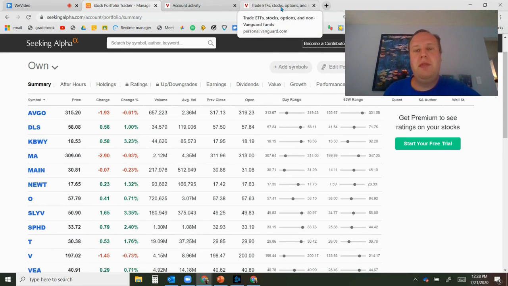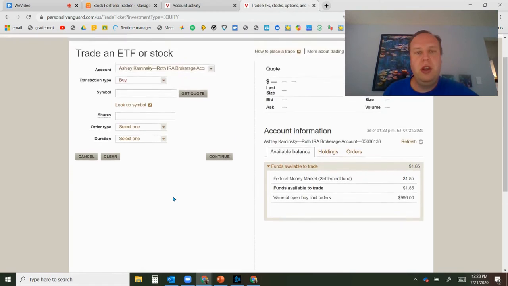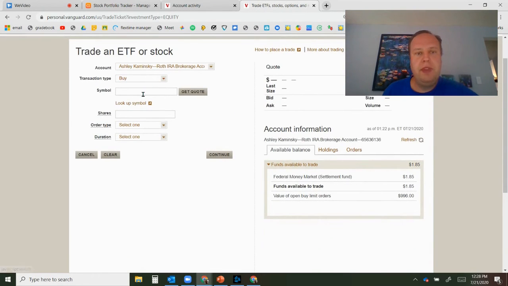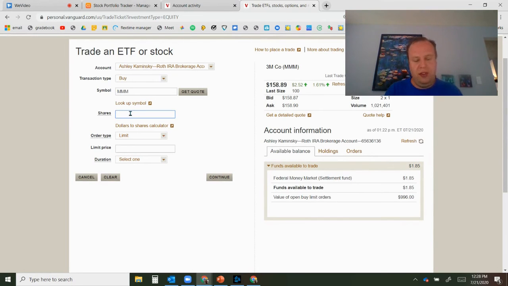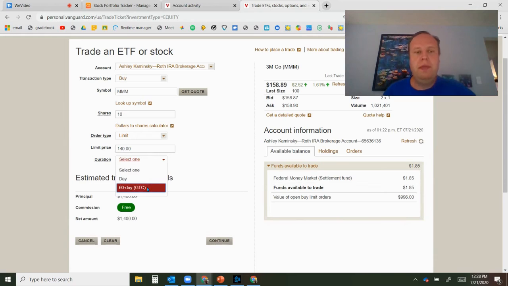How do you place this? Many different brokerages show it differently. On Vanguard, you do account type, buy, type in the symbol, so let's say 3M, it gives you the quote, and then you do order type limit, number of shares you want. Let's say I want 10 shares. You price in your limit, whatever amount that you're willing to buy that. Remember, it's at 158, so let's just say 140. And duration, you could do 60-day good till canceled, or just today. If you think earnings are coming out and the stock price might jump quite a bit, you do a day price or a 60-day price.